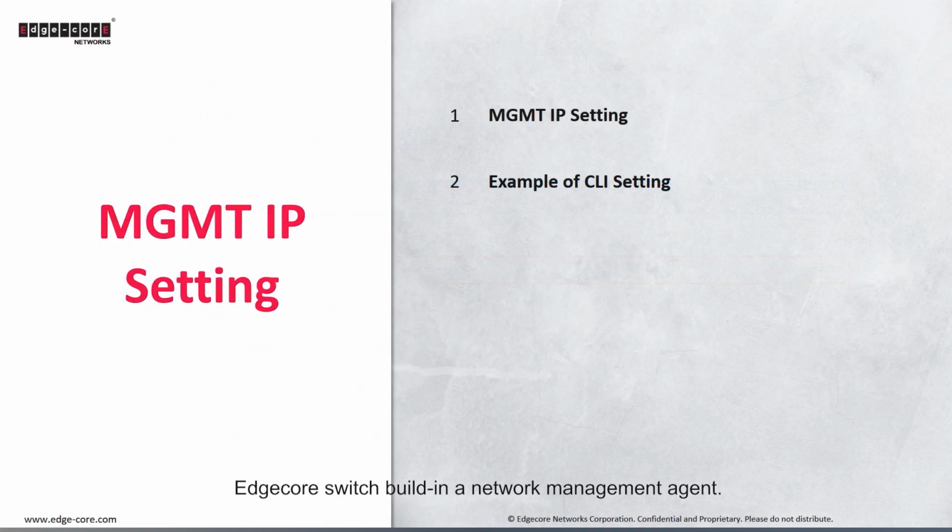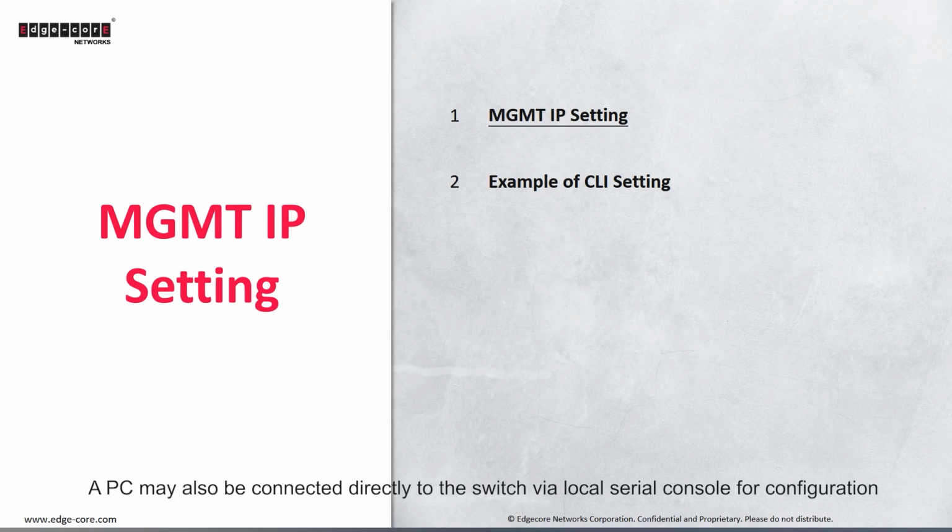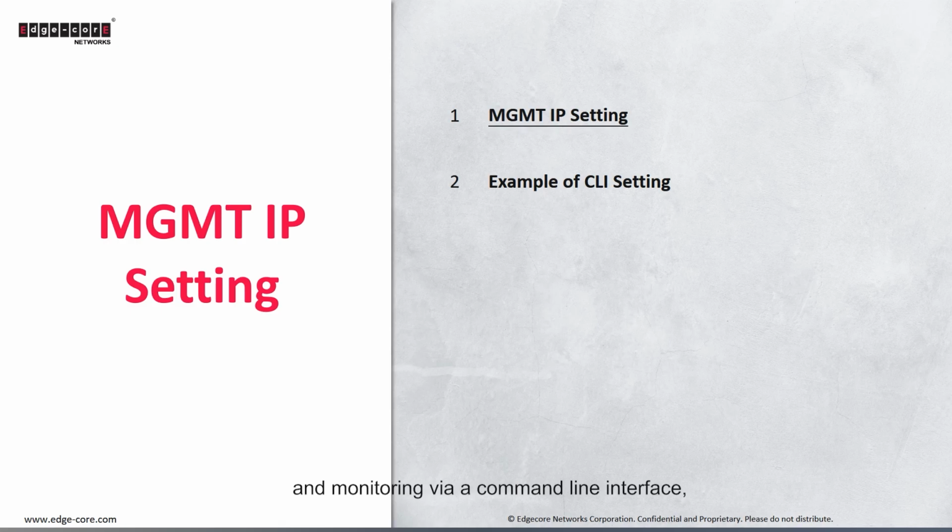Edgecore switches have a built-in network management agent. The agent offers a variety of management options, including SNMP, SSH, and a web-based interface. A PC may also be connected directly to the switch via a local serial console for configuration and monitoring via a command line interface. For example, the CLI commands.